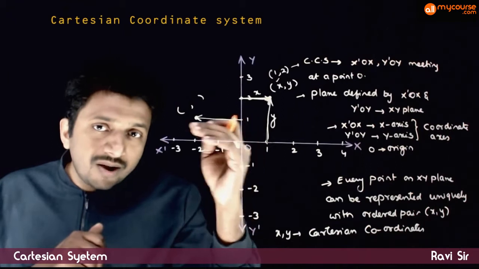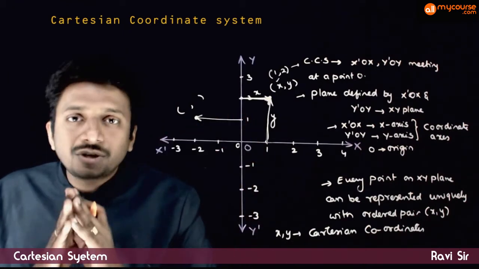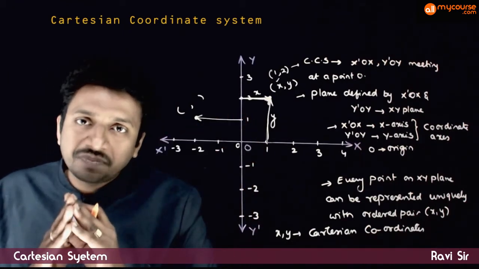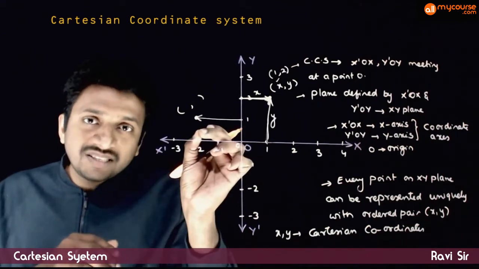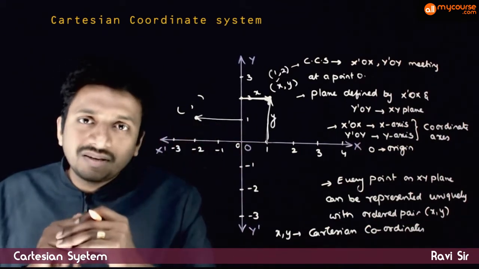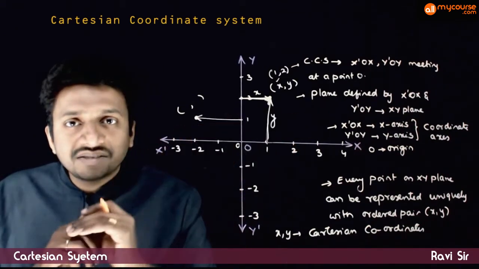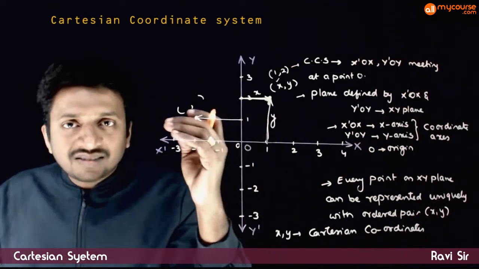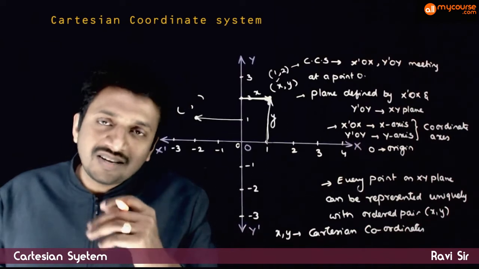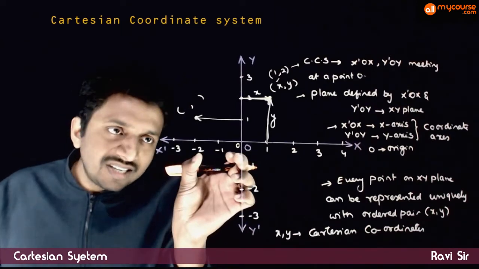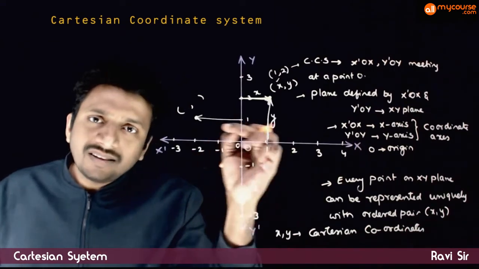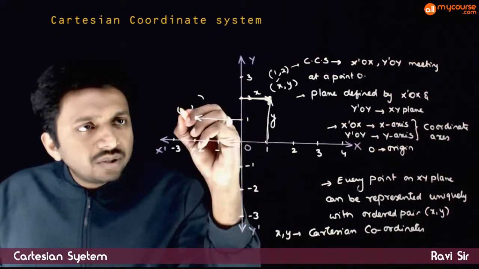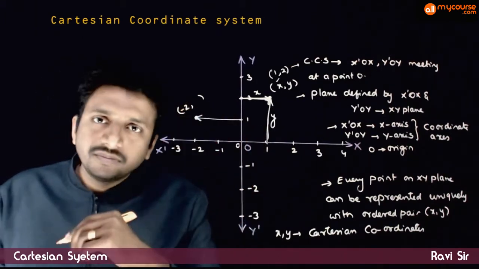So you're going along negative x. So the distance also has to be measured as negative numbers. So negative just represents the direction in which you're going. If you're going along the positive x-axis, you take the number as positive. If you're going along the negative x-axis, you take the distance as negative. So the distance is 2, but in the negative x direction. So the x-coordinate is -2.